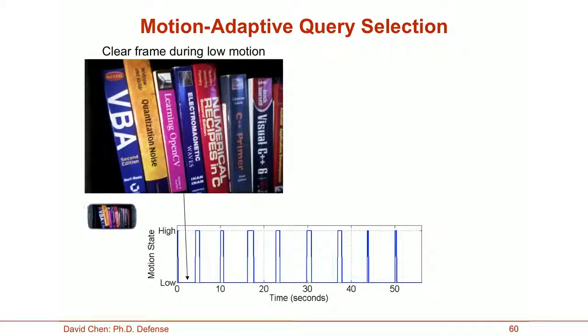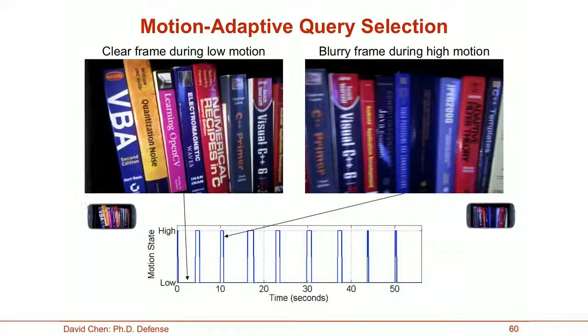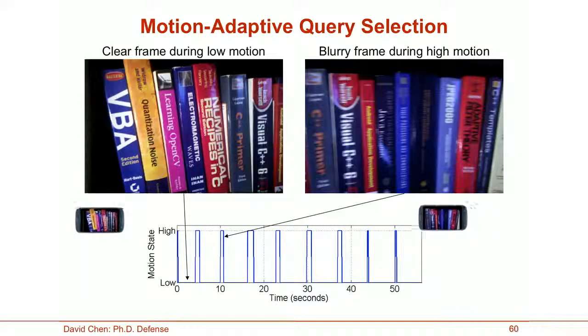There's an added bonus to the motion adaptive query selection, which is that we get very high quality query frames. During a low motion interval, the details in the query frame are very clear and crisp, and this frame is likely to yield accurate retrieval results. Conversely, during a high motion interval, the frame is degraded by motion blur, and this type of frame is likely to yield poor retrieval results, so we should avoid using this type of frame.